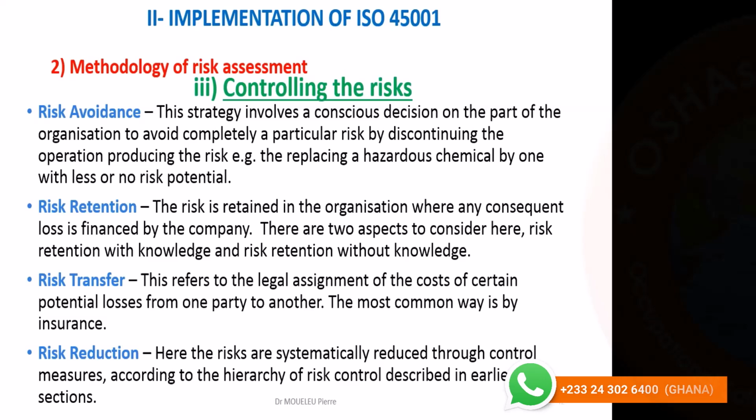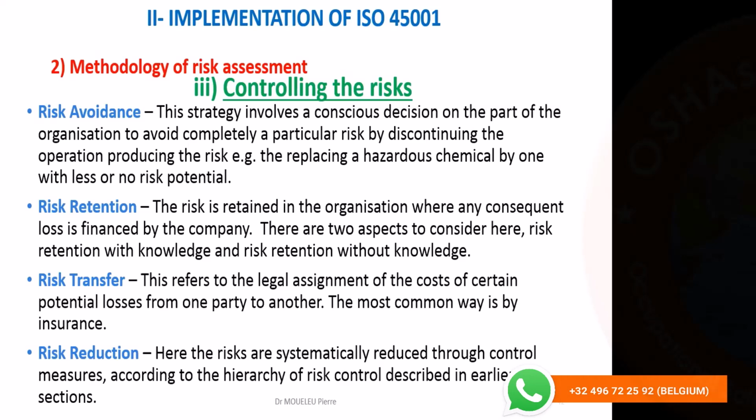There is risk transfer. The risk transfer is when, for example, you pay somebody to take your risk. It is the case of insurance, when you give money to the insurance to carry your risk on its own back. The risk reduction will be the actions that you carry out to control measures according to the hierarchy of risk as we gave here.